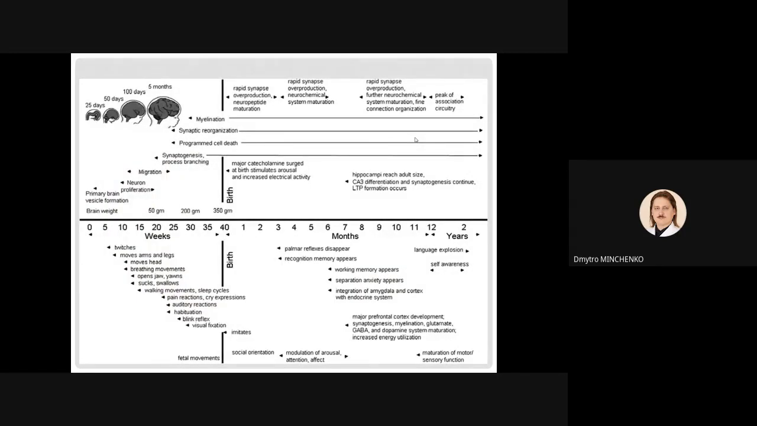Here we see in this chart the development of the central nervous system, beginning with the interuterine development stage. In the very beginning, about the 25 days interuterine period, we have the primary brain vesicle formation, about 50 days neuron proliferation, 100 migration, about 5 months of interuterine development, synaptogenesis beginning, which is going to continue on and on. Then after this period, we'll have the beginning of the programmed cell death, apoptosis, synaptic reorganization, and the initial myelinization.